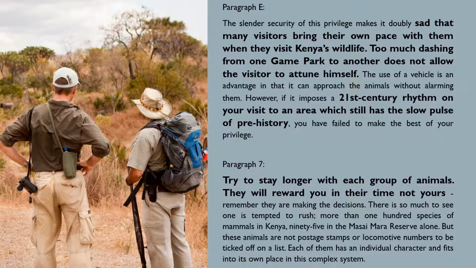Paragraph E highlights the clash between the 21st century pace of life of the visitors to Kenya and the slow pace of life in the wildlife reserves that's relatively unchanged since prehistoric times. Following on from this, paragraph 7 advises visitors how to act in a way that's in keeping with the natural pace of life of the wildlife there.